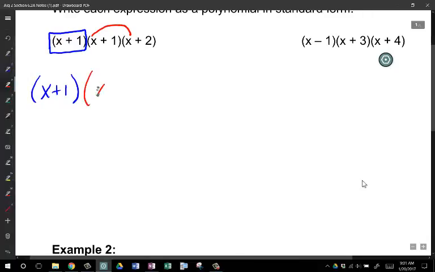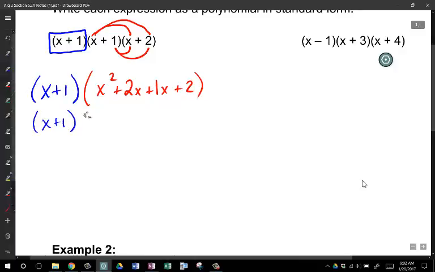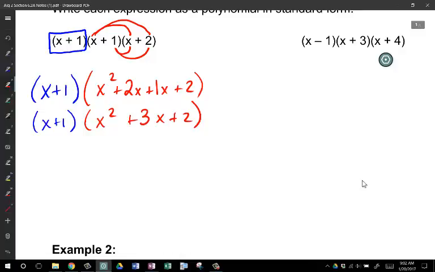So x times x is x squared. Outside, x times 2 is 2x. Inside, 1 times x is 1x. And last, 1 times 2 is 2. Now I combine my like terms. I still bring my x plus 1 down. And I have x squared plus 3x plus 2. Herein ends step 1. We have multiplied 2 of the binomials together, and we have a remaining binomial that we have to deal with. Now we go to step 2.